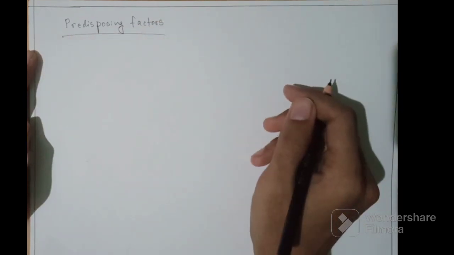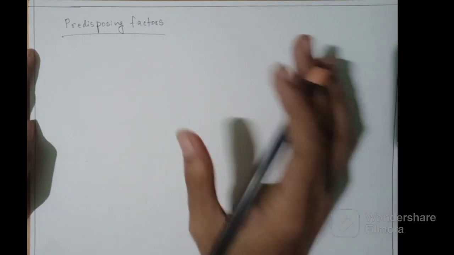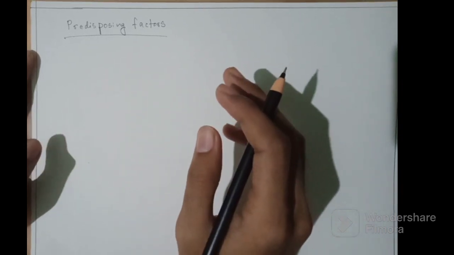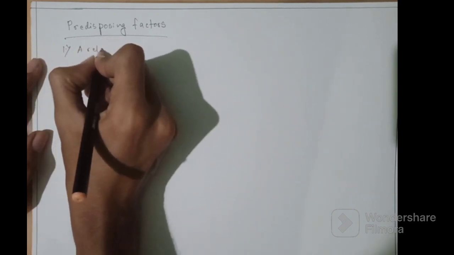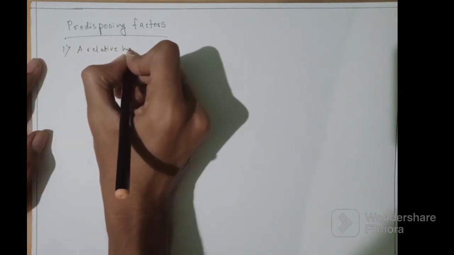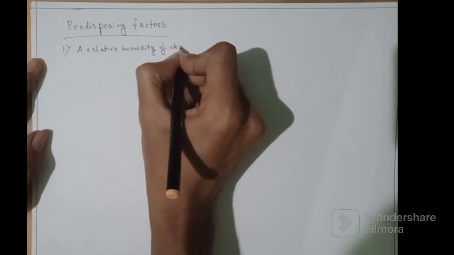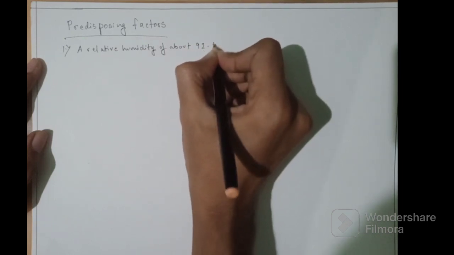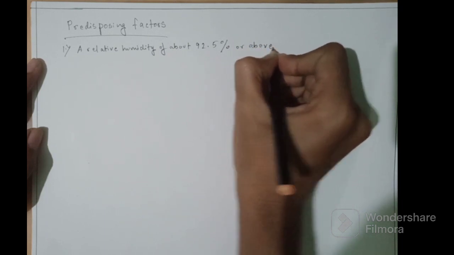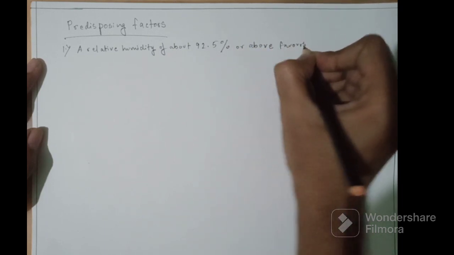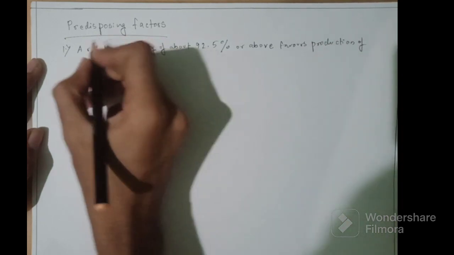So now the disposing factors are the factors which favor the development of the disease. So first is relative humidity. If the environment is humid, of about 92, this is an average value, 92.5% or above, it favors production of conidiophores.